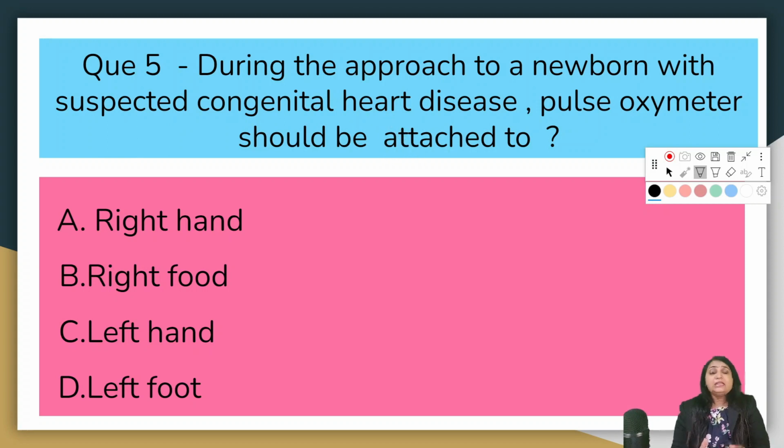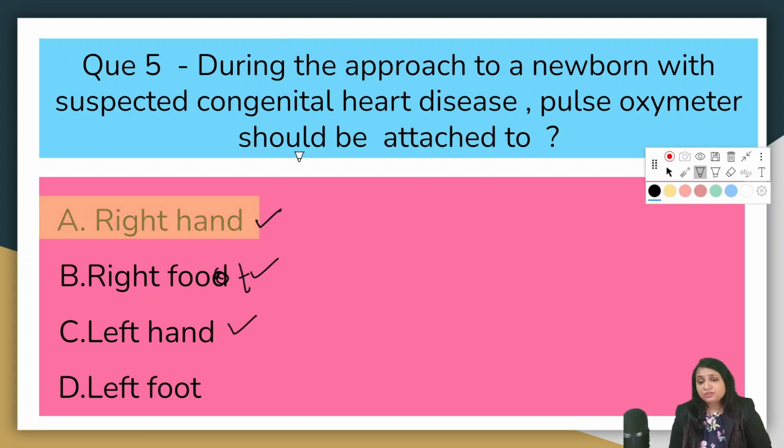It means in a neonatal period, if we have any newborn who presents with the features of cardiac failure and cyanosis, then to measure the oxygen saturation of that baby, which limb has to be used? Your options are right hand, right foot, left hand, or left foot. So the correct answer to this question is right hand.